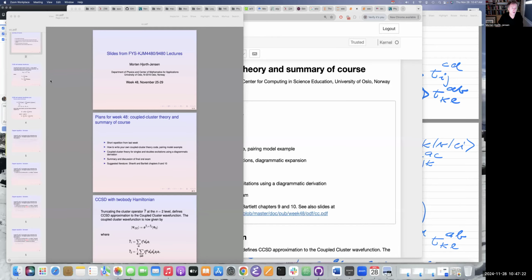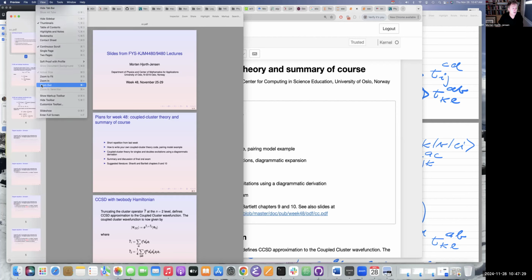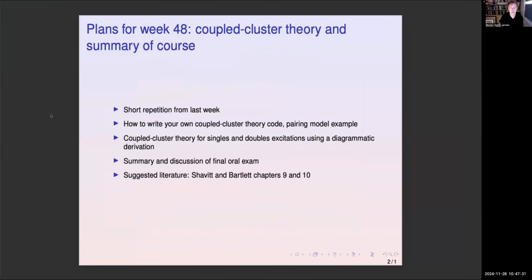Okay, so let's now take a look at the derivation of the coupled cluster equations for singles and doubles. And this is going to be a little bit more involved. So we're going to use the slides, which you see here. So let's just enter full screen mode here.